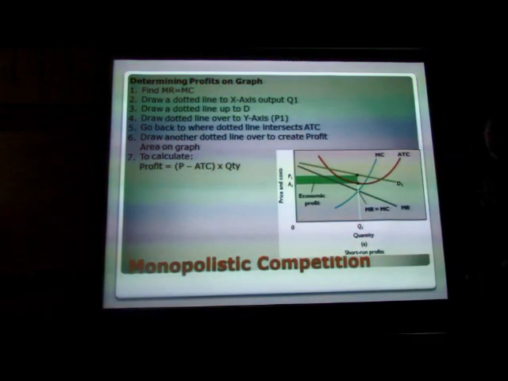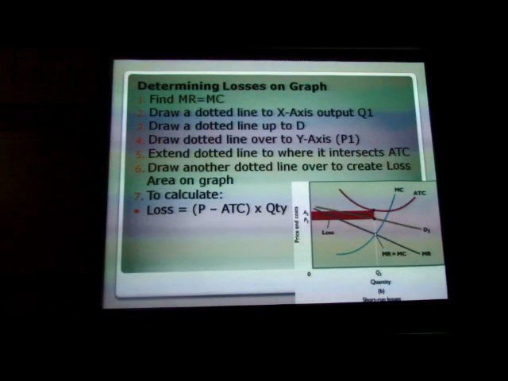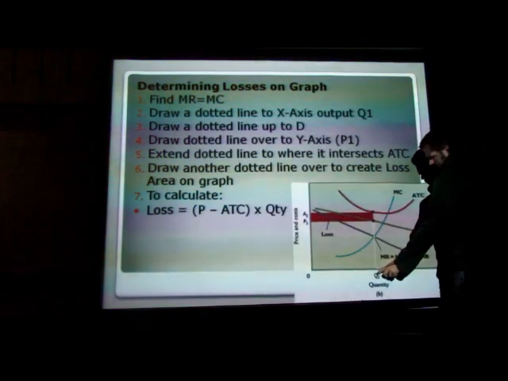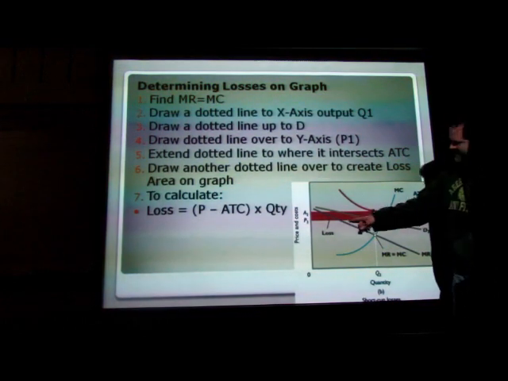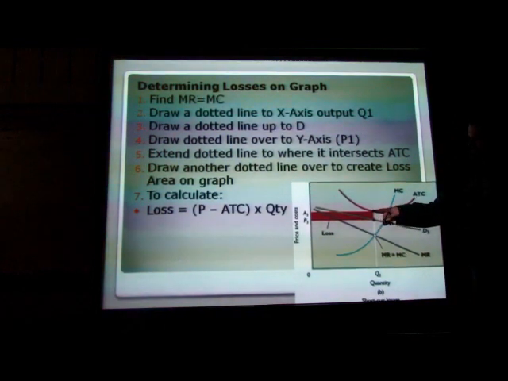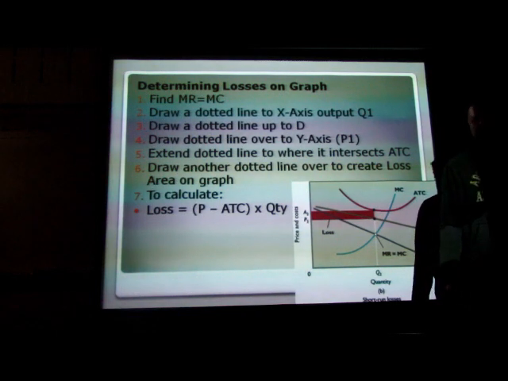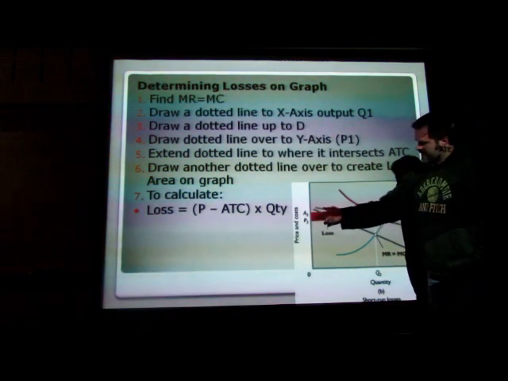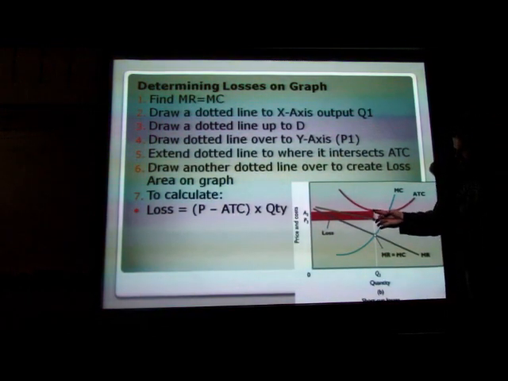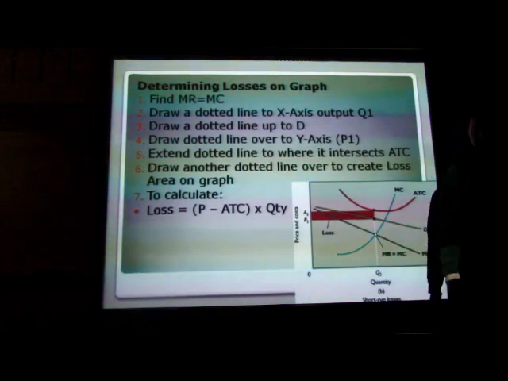This is all exactly the same way we did it for regular monopoly. So you do it the same way for monopolistic competition. That being said, we're going to take a quick look here at loss. It works the same way. Find MR equals MC. You draw a dotted line to the x-axis and label quantity. You draw a dotted line up to price and take that over to the y-axis. That's your price. Take it up to ATC, draw another line over, you can label that A1 or A2. The red rectangle is your loss, and you have the loss because your demand curve is below your average total cost curve. Anytime your price is lower than your cost, then you're losing money. That's not a good thing.